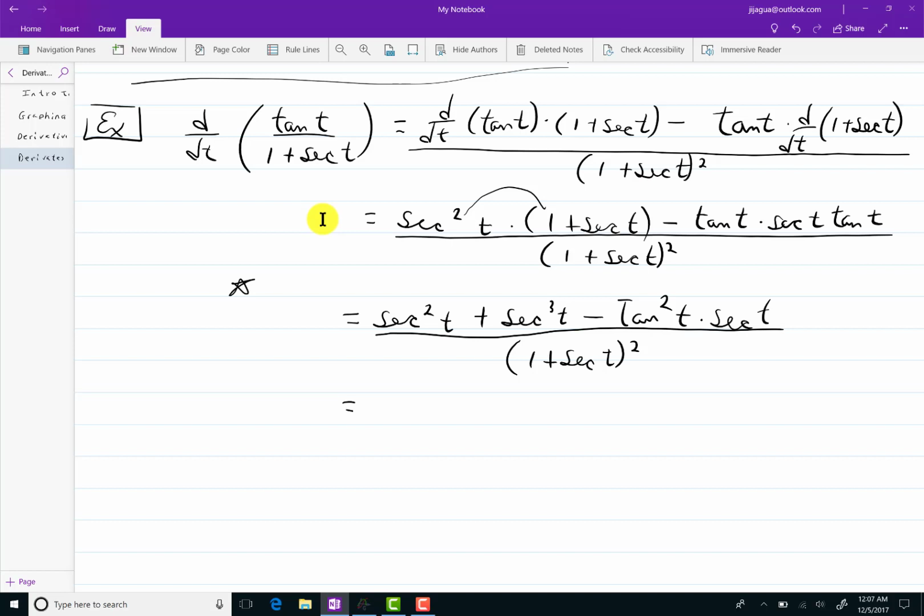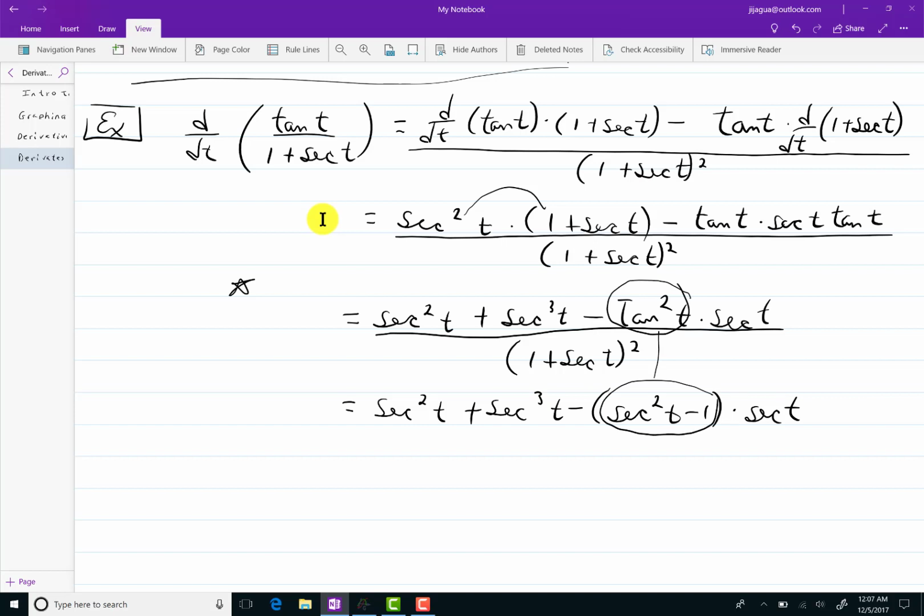Here's what I'm going to do. I don't know if you remember the formula for tangent squared, but secant squared t plus secant cubed t minus tangent squared of t equals secant squared of t minus 1 times secant of t. So this here is an identity that I made use of. Tangent squared is the same as secant squared minus 1. The reason I'm thinking of doing that is because I see a secant cubed that I wouldn't mind getting rid of if I could.